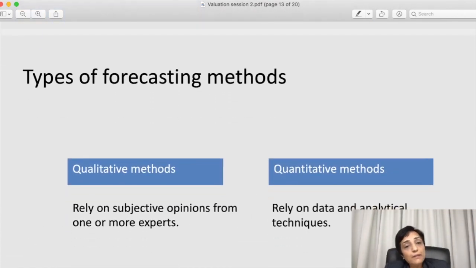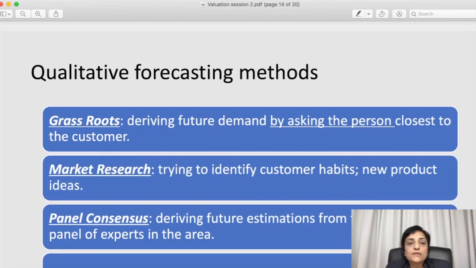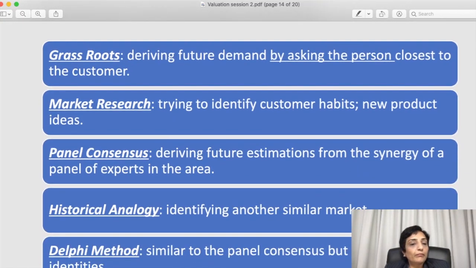Okay, so the types of forecasting methods that we use are the qualitative methods and the quantitative methods. When we talk about the qualitative methods, we rely on subjective opinions from one or more experts, and in the case of quantitative methods, we rely on data and analytical techniques. So what are these methods? The qualitative forecasting methods are 5 methods here, like the grassroots method, in which we derive future demand by asking the person closest to the customer.